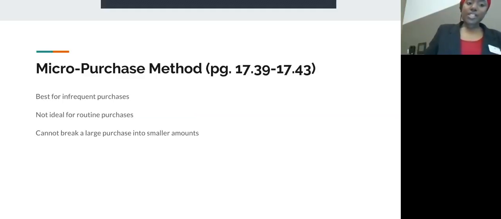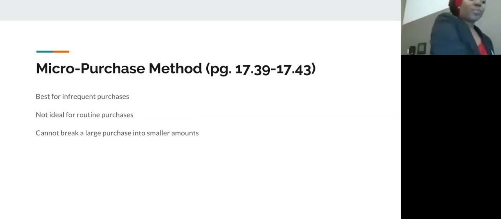So micro purchase is ideal for infrequent purchases. It's not ideal for routine purchases. So if you have something that's a bit more routine, you may want to stick with your small purchase method. And also, you cannot break a large purchase into smaller amounts in order to justify using the micro purchase method.